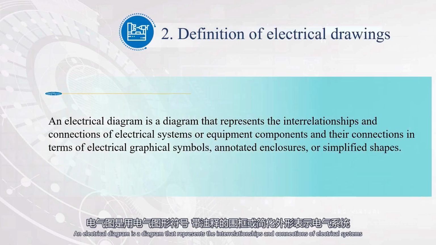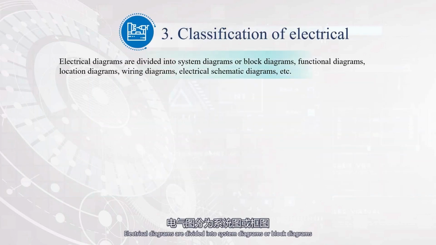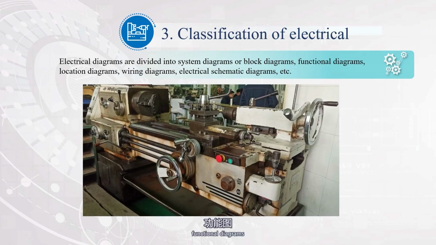An electrical diagram is a diagram that represents the interrelationships and connections of electrical systems or equipment components in terms of electrical graphical symbols, annotated enclosures, or simplified shapes. Electrical diagrams are divided into system diagrams or block diagrams, functional diagrams, location diagrams, wiring diagrams, electrical schematic diagrams, etc.